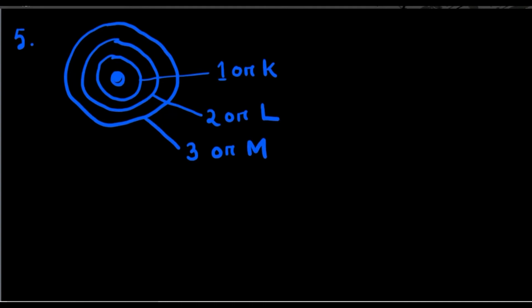The lowest energy level of the electron is called the ground state. So since this is the lowest energy level, this is known as the ground state.